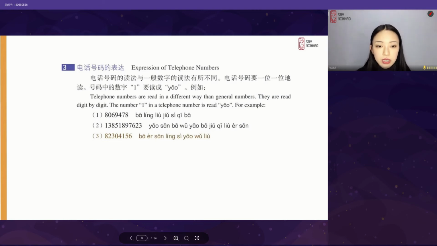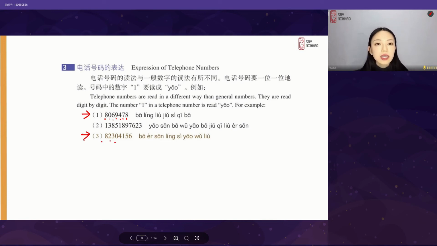This is the expression of telephone numbers in Chinese. Before, we've come across telephone numbers of 7 or 8 digits, which are landline numbers, such as this one in example 1. We can see there are 7 digits. And this one too has 8 numbers. So these are landline telephone numbers.